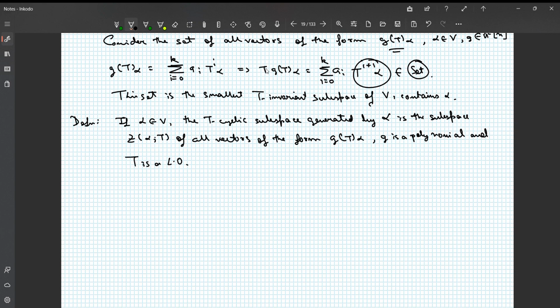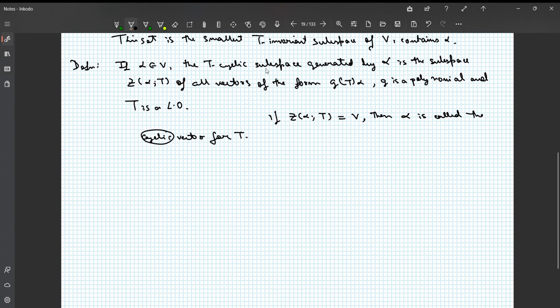One more definition comes straight away from this: if the T cyclic subspace generated by alpha equals the whole vector space V, then alpha is called the cyclic vector for T. Why we have used the term cyclic will be clear in a few moments. So this is the basic thing. Let us study a few examples related to this.